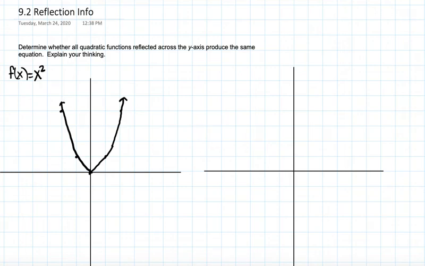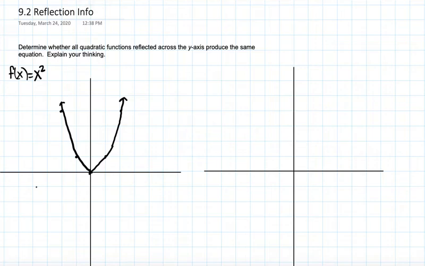Hello. I had some questions about the 9.2 reflection, so I thought I'd give a little bit more information and see if that helps you guys. The question for the reflection was: determine whether all quadratic functions reflected across the y-axis produce the same equation, and then explain your thinking.